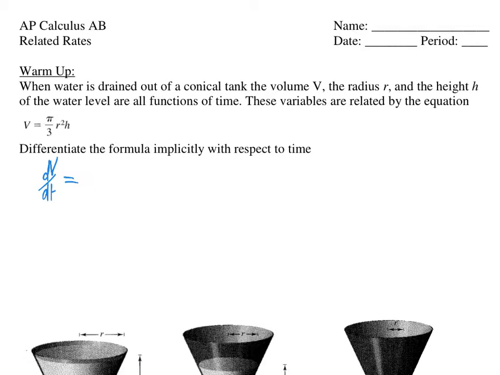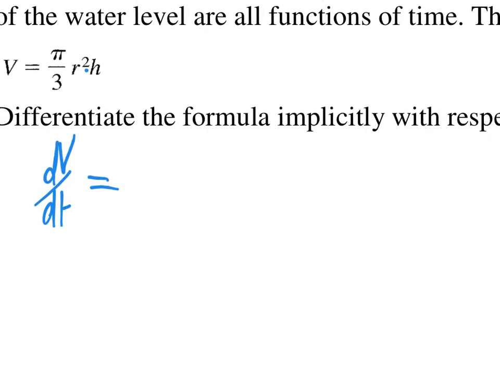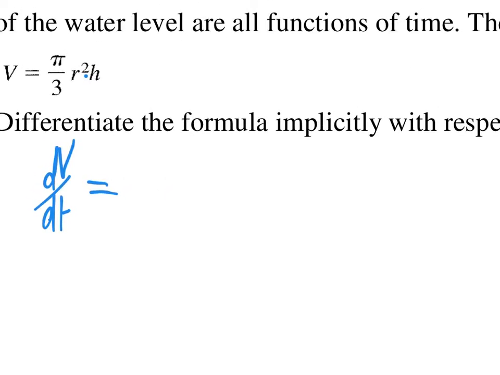It is the product rule, okay? We got a pi over 3 r squared times an h. All right, so we got to do the product rule. Okay. So what'd you guys get? 2 pi over 3 r dr/dt.